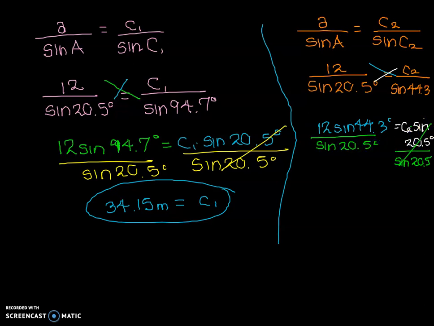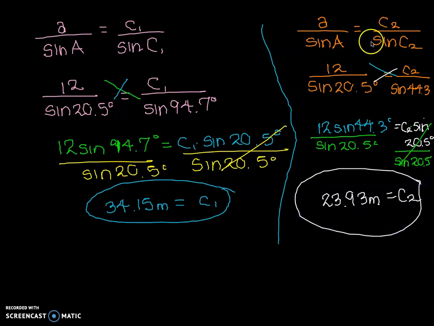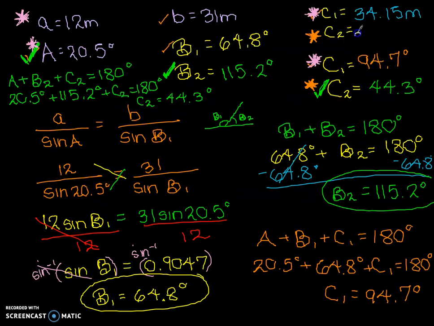And again, from here, this is just all calculator, but remember to press equals after this numerator. I'm only saying that because sometimes, depending on the calculator, it will only take the sine of 44.3 and divide that by the sine of 20.5 rather than the product of 12 times the sine of 44.3. So with that, when you plug it into the calculator, it should give you 23.93 meters for C sub 2. And those are all the sides and angles. So again, that one's 23.93 meters. All right, guys, I know this was a longer one, but I do hope this helps.